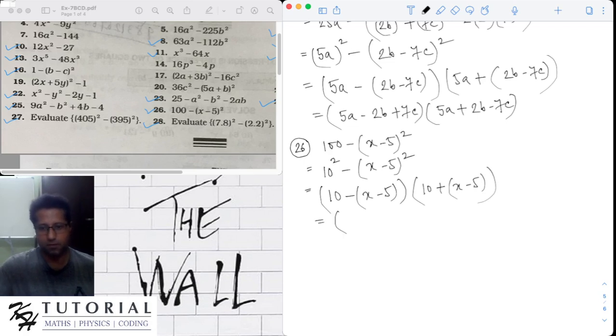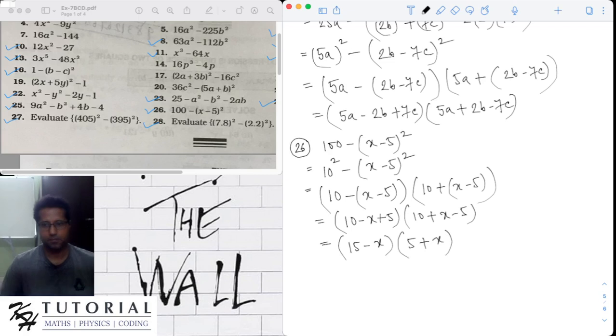So this is equal to 10 minus x plus 5 and 10 plus x minus 5, which can be further simplified as 15 minus x and 5 plus x. Okay. Let's do the evaluate questions.